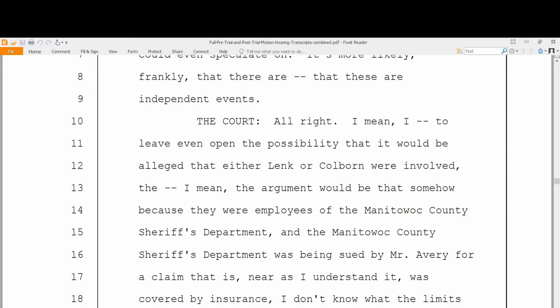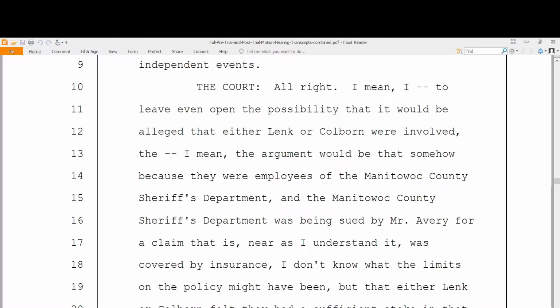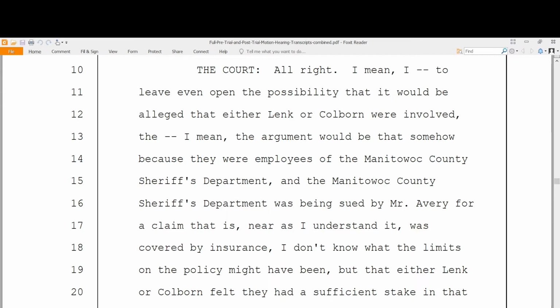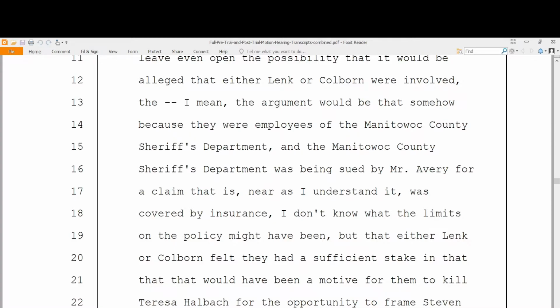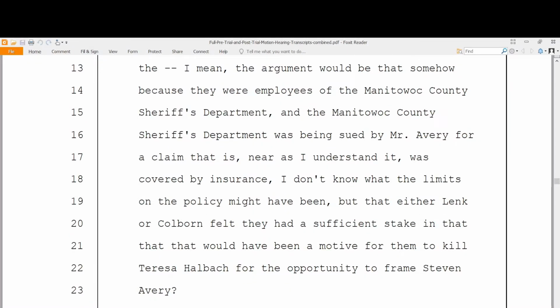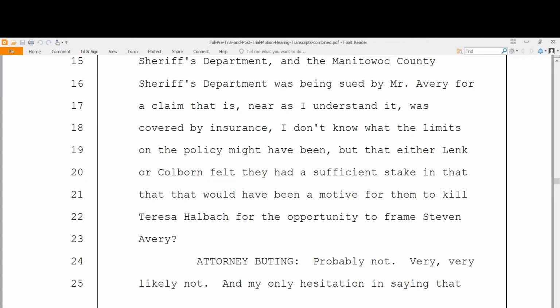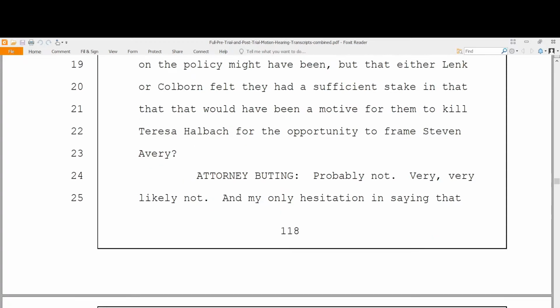The court: I mean, to leave open the possibility that it would be alleged that either Lenk or Colborn were involved, the argument would be that somehow, because they were employees of the Manitowoc County Sheriff's Department, and the department was being sued by Mr. Avery for a claim that, near as I understand it, was covered by insurance. I don't know what the limits of the policy might have been, but either Lenk or Colborn felt they had a sufficient stake and that would have been a motive for them to kill Teresa Halbach for the opportunity to frame Steven Avery.